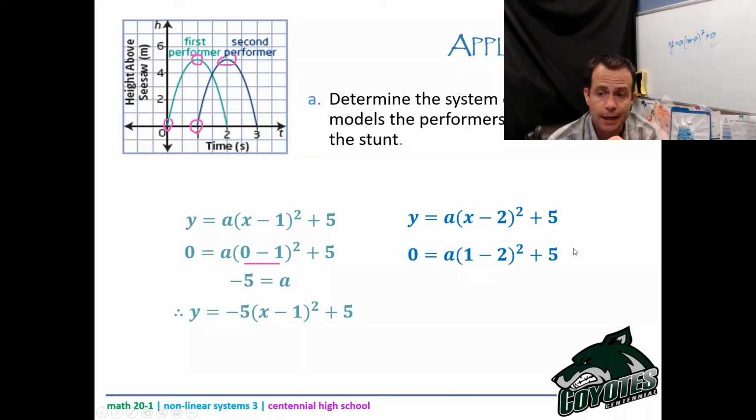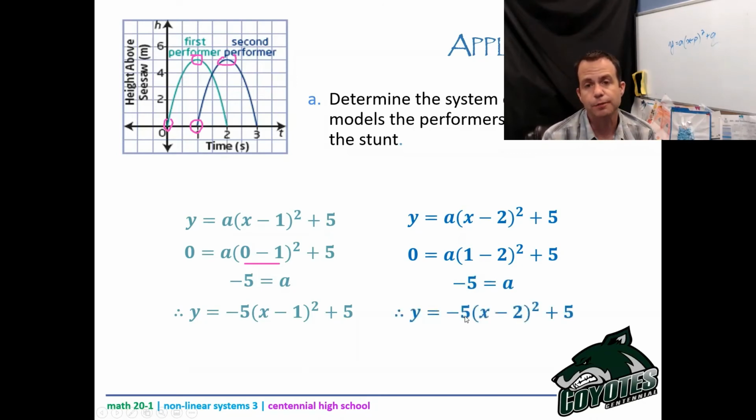So again, I'm going to have to subtract 5 from both sides. I'm going to have a negative 5 on the left side. Inside these brackets, I have 1 minus 2, all squared. Well, 1 minus 2 is negative 1, and negative 1 all squared is 1. So I again am just left with a here, 1a. Okay, so I again have a statement that reads negative 5 equals a. And so my final equation for the blue graph is y equals negative 5(x minus 2) squared plus 5.